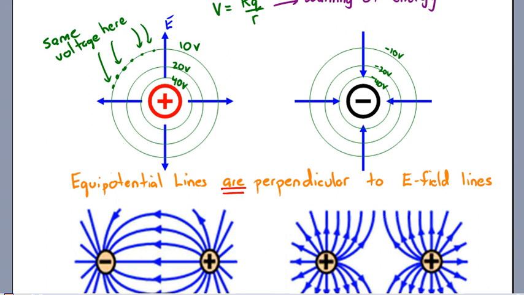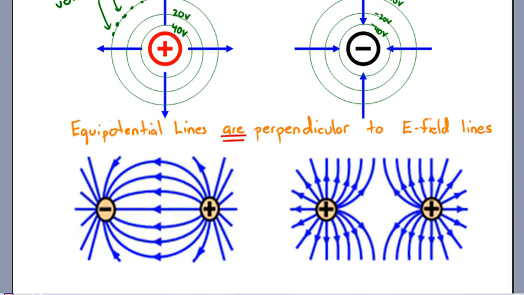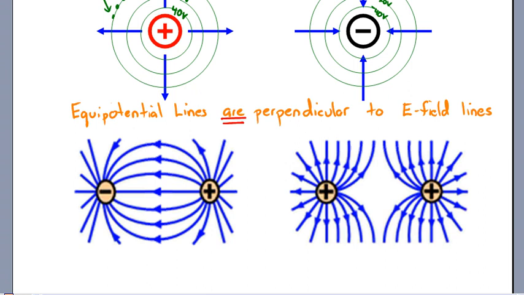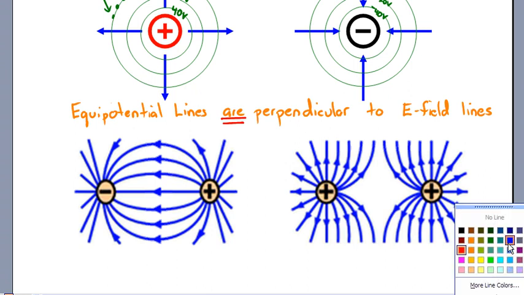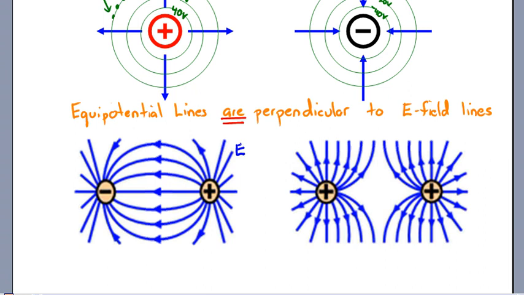So if somebody gave you, maybe I gave you this picture, which we've seen before, for the electric fields between multiple charges. These are some E field lines, warnings about force, that's what the blue lines are. And if somebody said you need to draw the equal voltage lines, where are the places where all the voltages are equal? All you have to do is draw lines that are perpendicular to the blue ones.